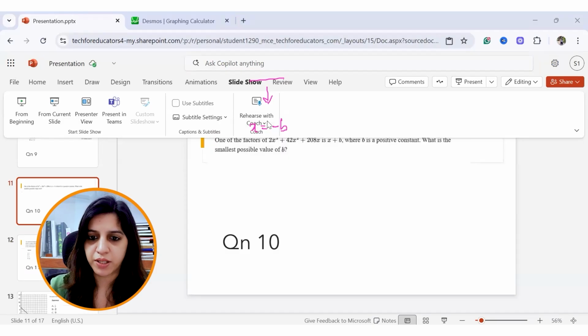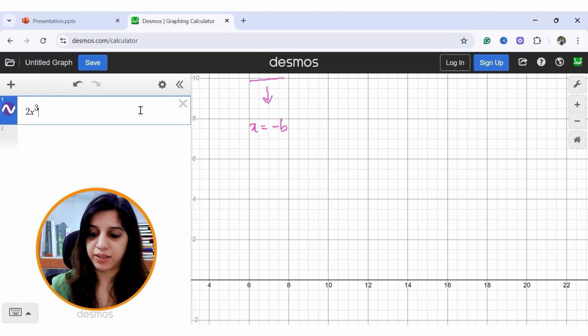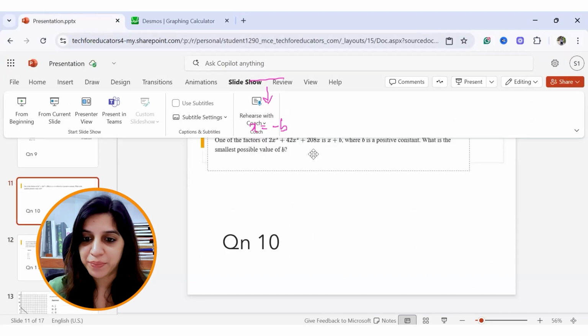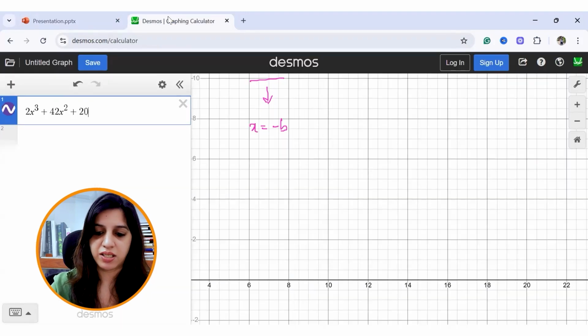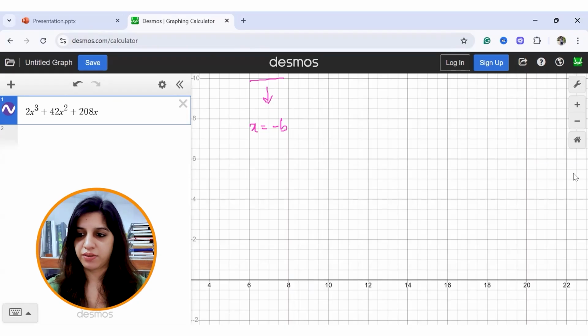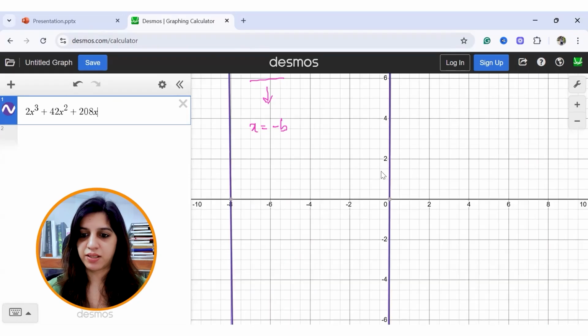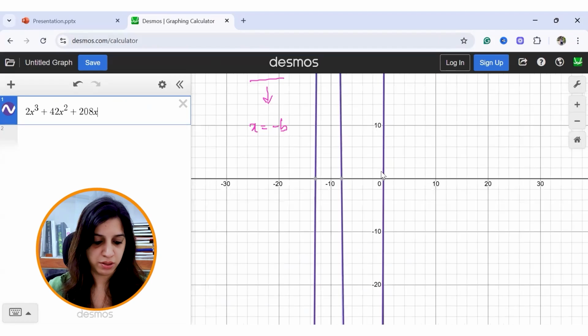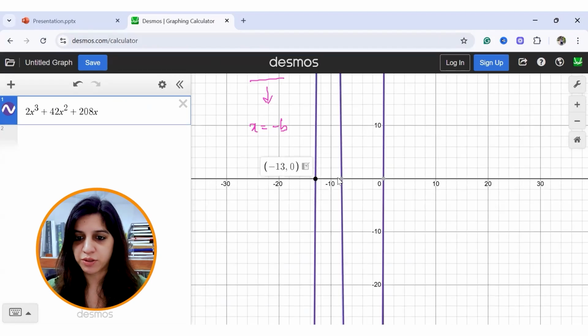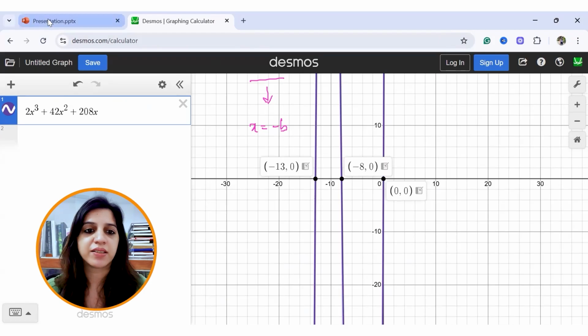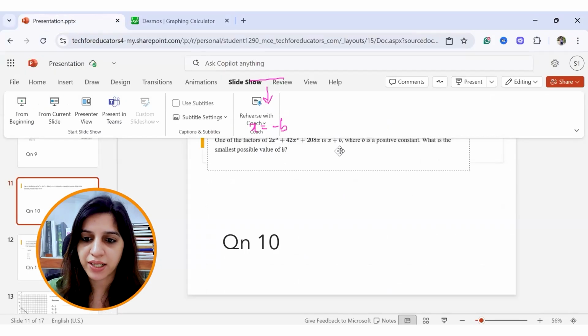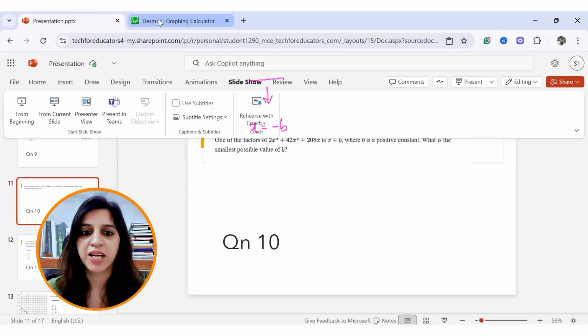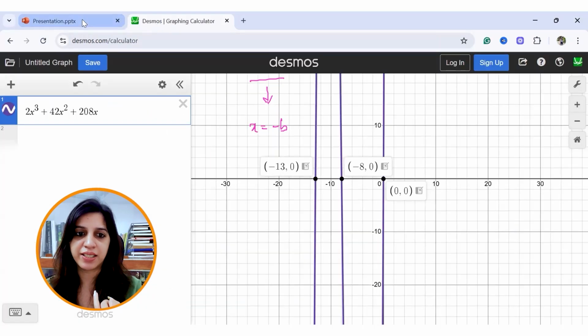2x cube plus 42x square. Oh, I'm so bad at remembering these things. What was it? Plus 208x. Here we go. Let's see the roots. So I see one of the roots is -13, then it's -8, then it's 0. These are the three roots. One of the factors is x plus b, where b is a positive constant. What is the smallest possible value of b? So the roots are -13, -8, and 0.